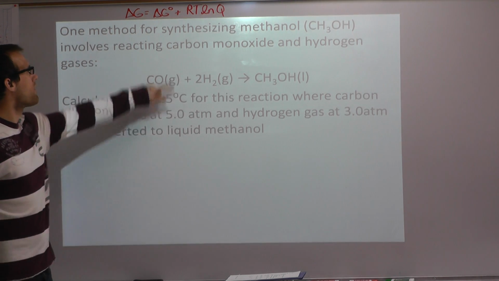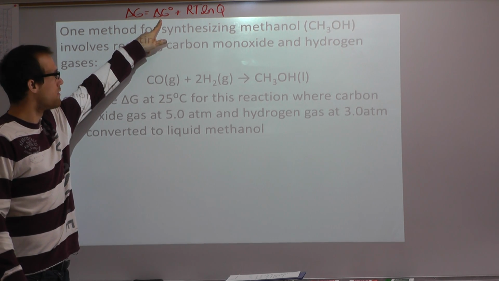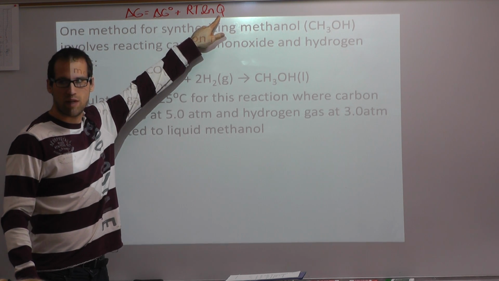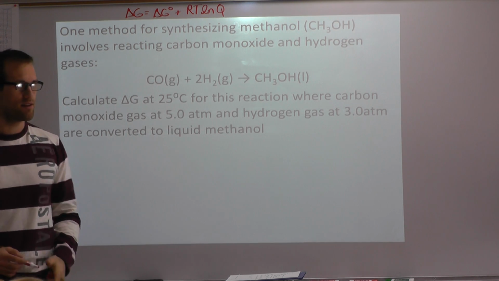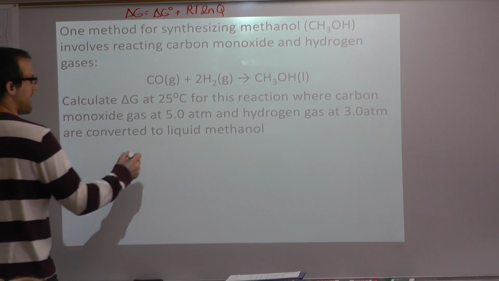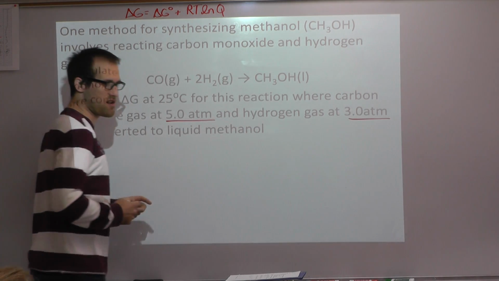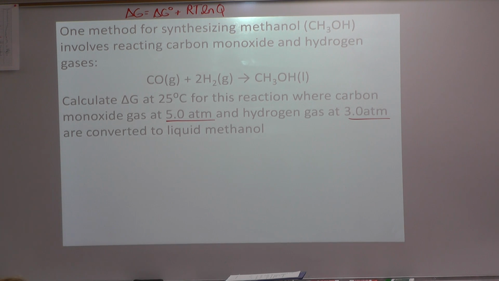There's our equation. This would be what the change in G would be if my pressures were 1. We're going to use pressures that are different than 1, so we're going to have a Q that will change. And we're going to see, at a pressure of 5 and 3, is it going to proceed further to the right or not? More spontaneous or not? Okay?